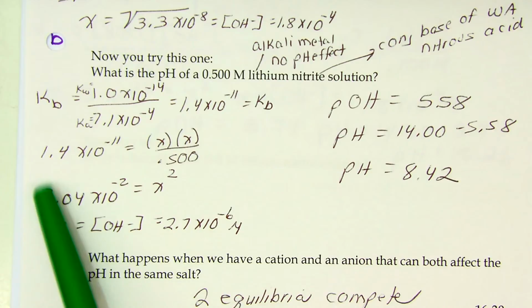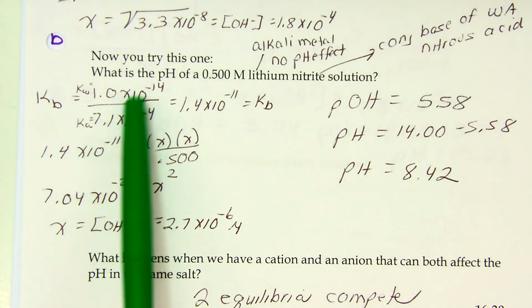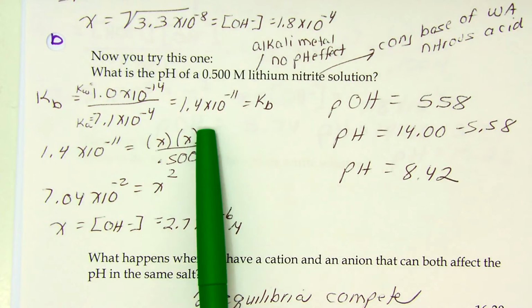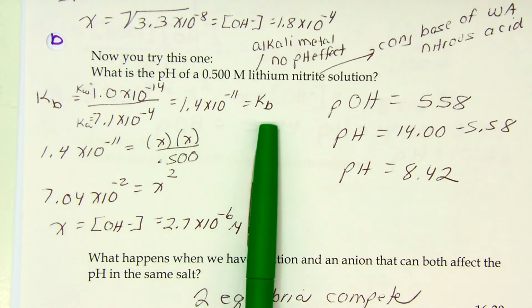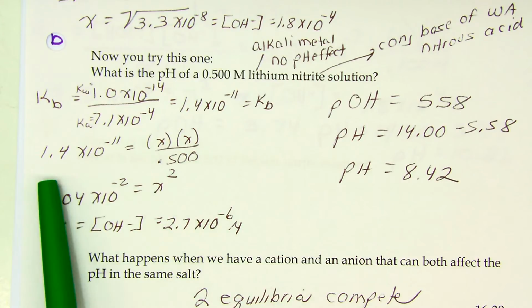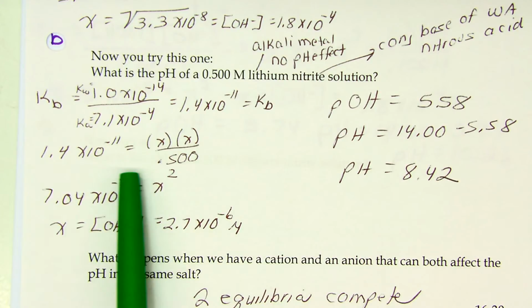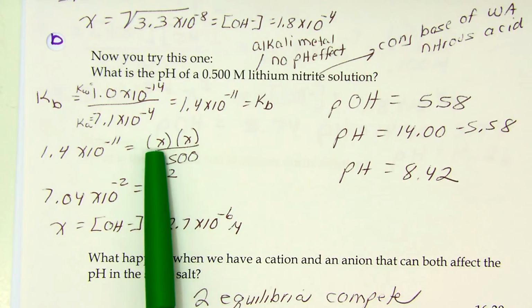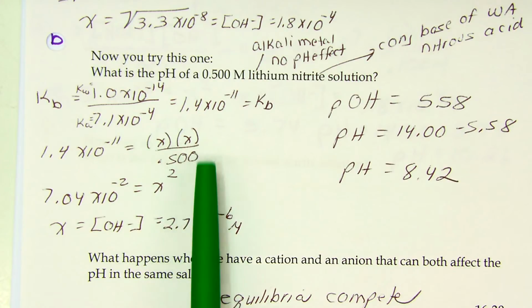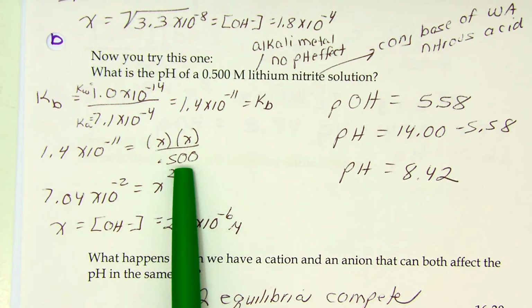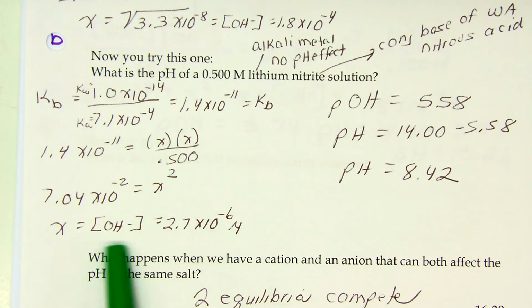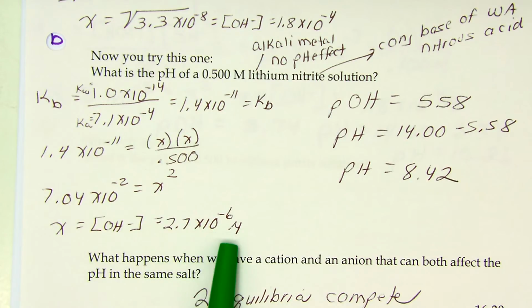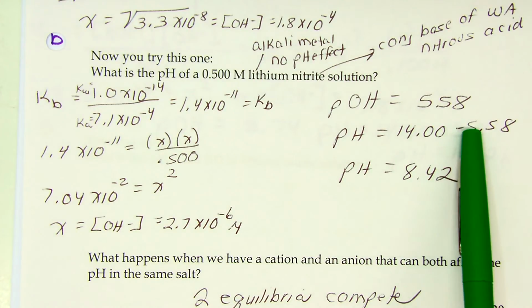So we start off finding the Kb by Kw over Ka, and we get 1.4 times 10 to the negative 11th is Kb. Then we can plug that in. Kb is equal to the concentration of the nitrous acid times the hydroxide divided by the nitrite. We solve for X. X represents for us hydroxide, and we get 2.7 times 10 to the negative 6 molar. So from that we find the pOH, 5.58.